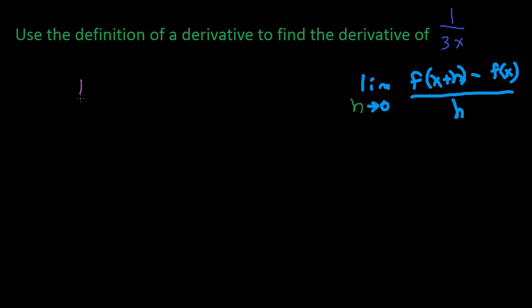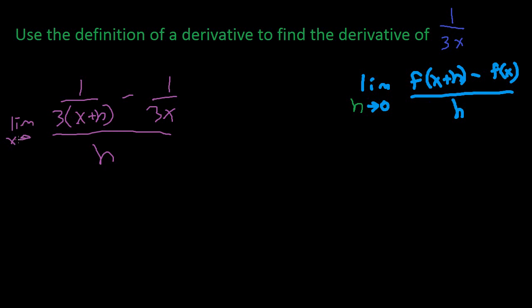If we did that, we would have 1 over 3, then plugging it in, we would have x plus h at the bottom. Then we have subtract f of x. F of x in our case is 1 over 3x, remember? So just 1 over 3x. And all of that is divided by h. And of course, it would be the limit as h approaches 0. But all that we need to do here is simplify this function enough that the h at the bottom is going to cancel out.